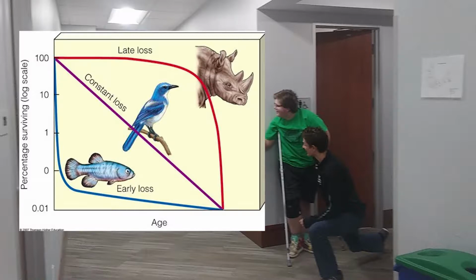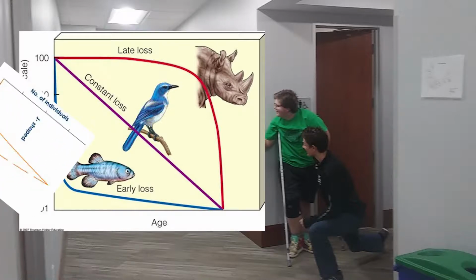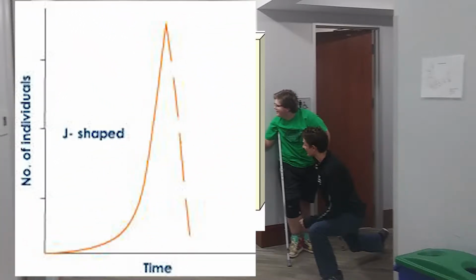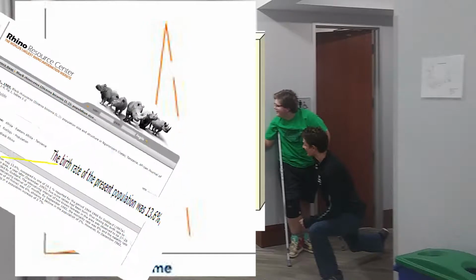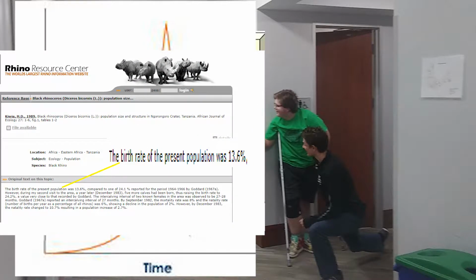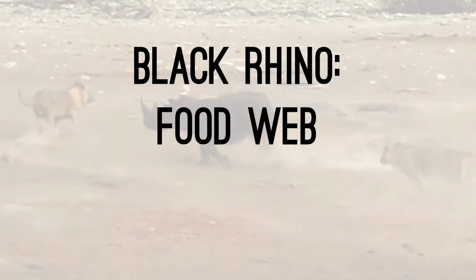See, the black rhino would be a type 1 survivorship curve because it has a low mortality and then a high death rate later in life. The black rhino population has a J-shaped growth curve because of mating seasons. This causes a drop-off in birth rates when the mating season is not occurring. Furthermore, the black rhino has a birth rate of about 13.6% according to the Rhinosaurus Center.